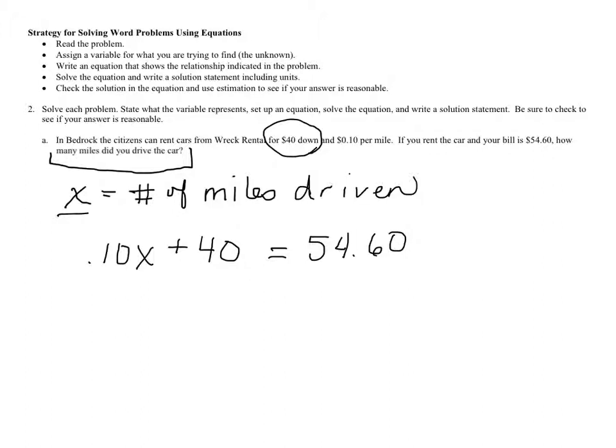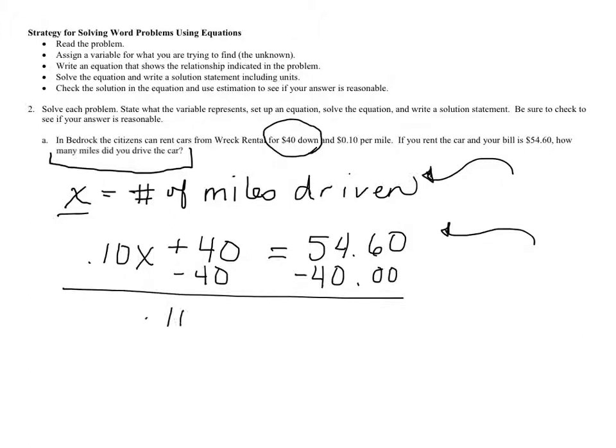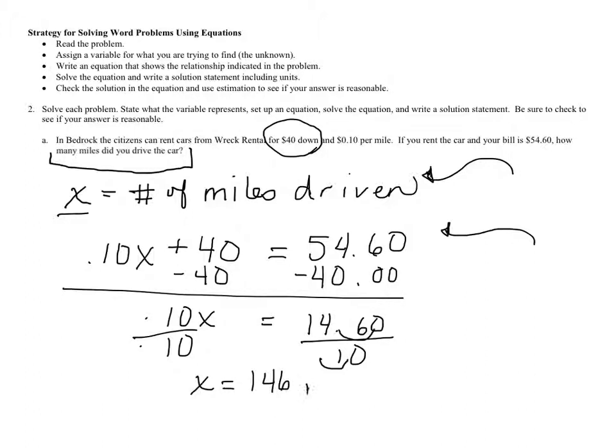So this is the equation. And when you're problem solving, your teacher is really going to want to see this. Now, most of these are really easy to solve once you get to this point. I'm going to subtract 40 from both sides. So 0.10x is equal to $14.60. So I'm going to divide by 0.10. If you think about it, I can move the decimal point one place and make it a 1 here. So x is equal to 146 miles. Great. Let's do the next one.